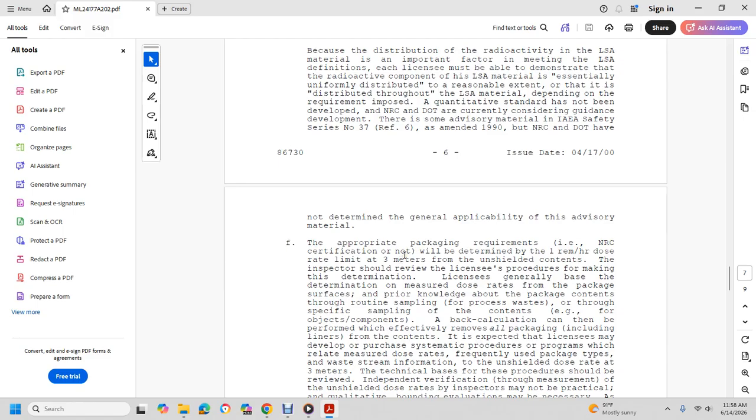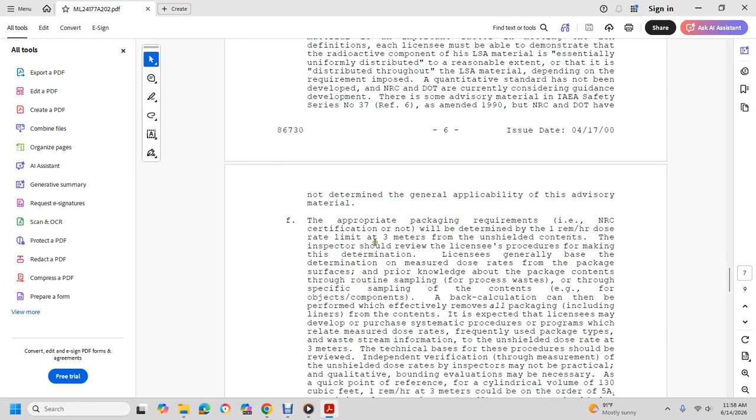The appropriate packaging requirements to get Nuclear Regulatory Commission certification are determined by the 1 rem per hour dose rate at 3 meters for the unshielded content. The inspection and review by the licensee for the determination is generally based on measurement of the dose rate from the package surface, with knowledge of the package content from routine sampling processes, weight, and specific sample content. A back calculation can then be performed, effectively removing all of the packaging, including liners, from the content, with the licensee's developers pursuing systematic programs.